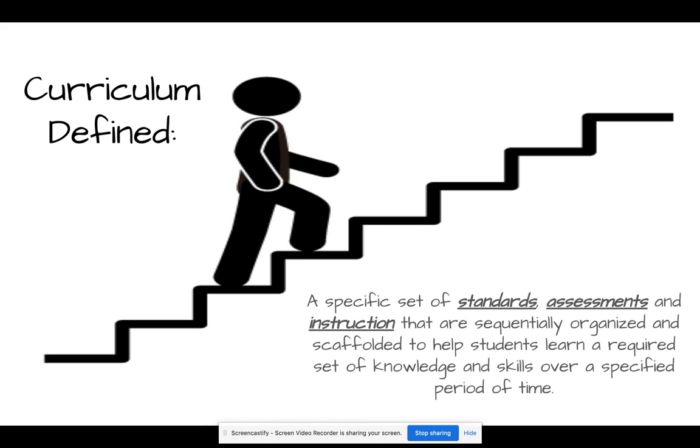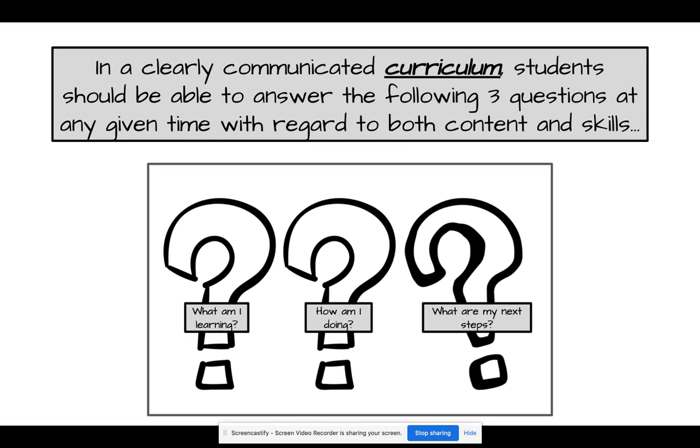It's not just about coverage of content and this linear thing. It's more like a staircase where it has to be increasingly more difficult in terms of the standards, the assessment, and the way that we're teaching. That being said, if we're clearly communicating this curriculum, students should be able to answer the questions that we've always been asking them, at least for the past 5 years. And that's, what am I learning? How am I doing? And what are my next steps? Or some version of that question.